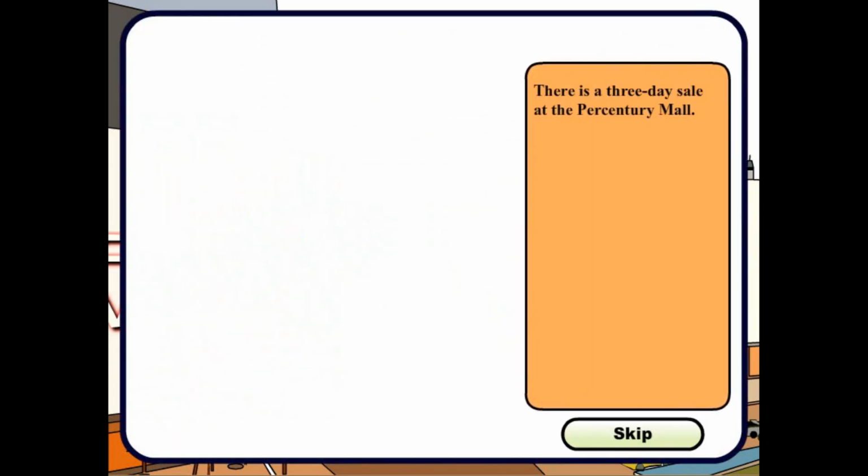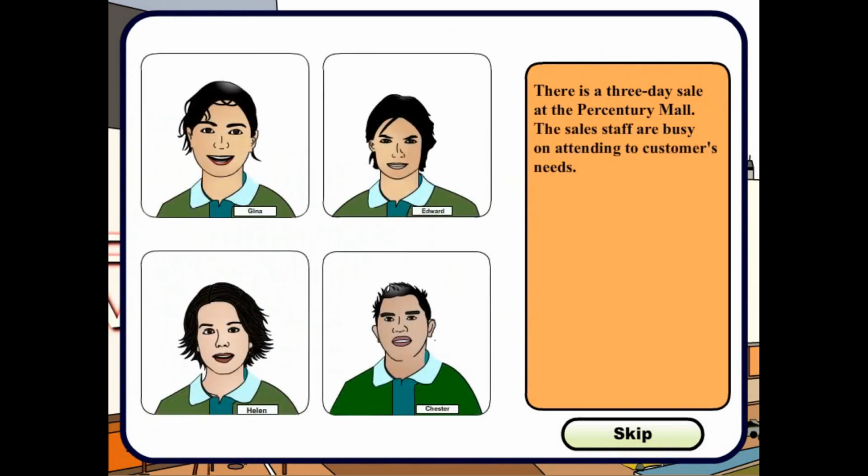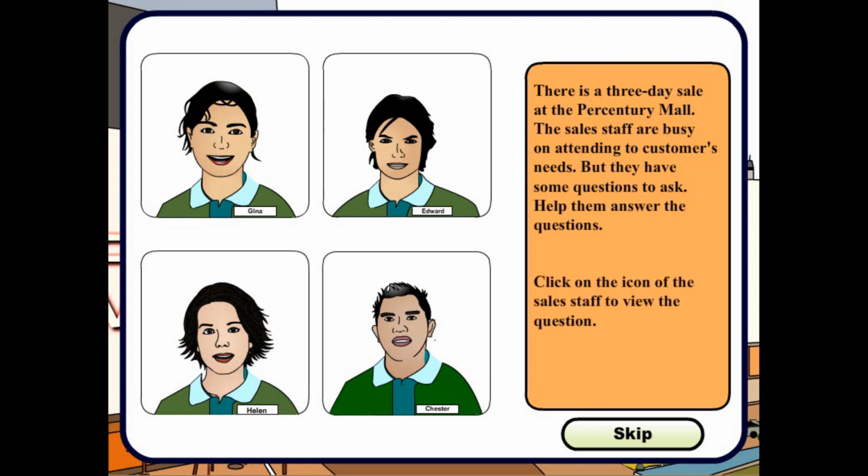There is a 3-day sale at the Per Century Mall. The sales staff are busy attending to customers' needs, but they have some questions to ask. Help them answer the questions. Click on the icon of the sales staff to view the question.